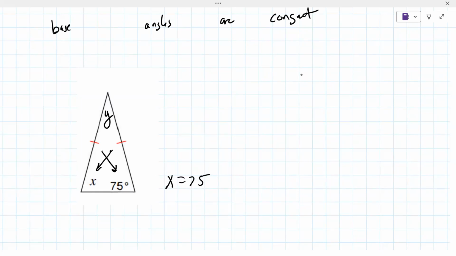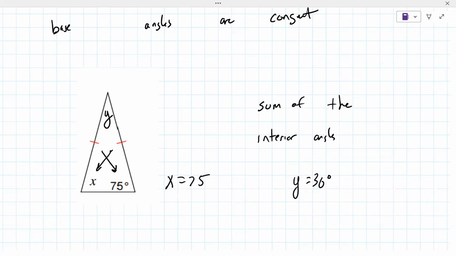Now, how do you find y? What do you know about the sum of the interior angles in a triangle? 180. Yeah. So could you find y for us, please? y equals 30. Good.